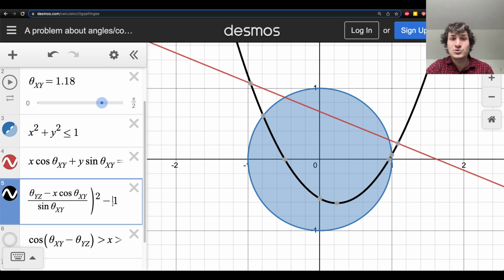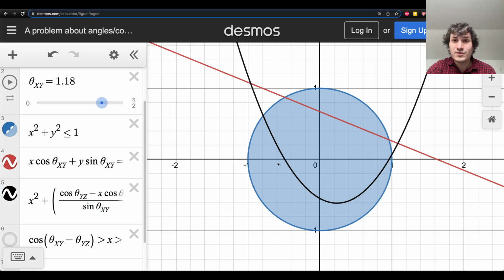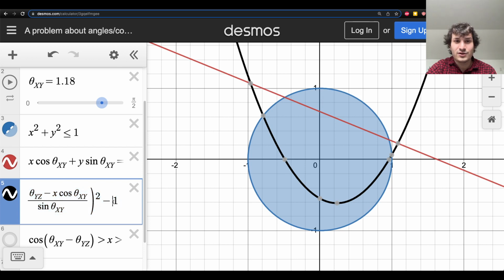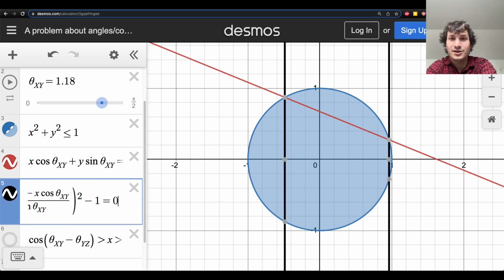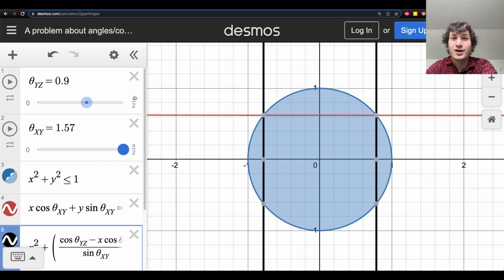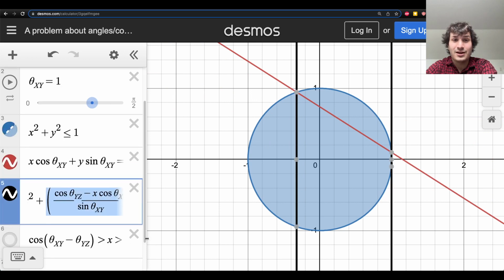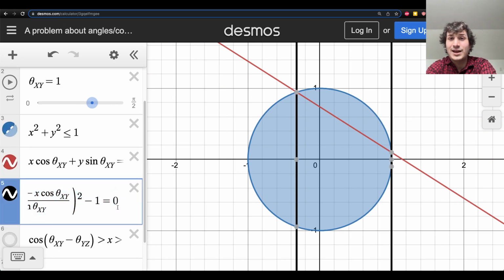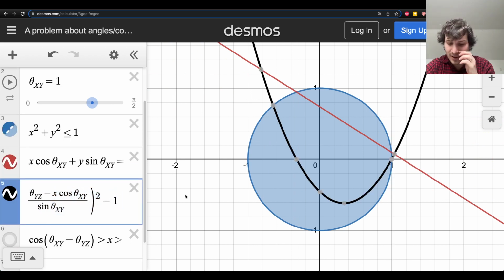So we're looking for the roots of this equation. And the roots of this equation are exactly the x values of our interval. So if I put this equals 0, Desmos will show you that the solutions are exactly what we want. The solutions to this quadratic equation are exactly the intervals we want. Okay, so how do we solve a quadratic equation? We use the quadratic formula.